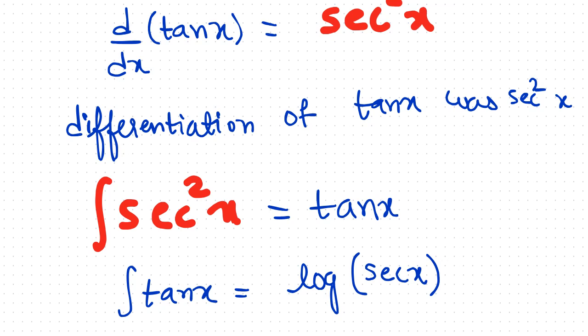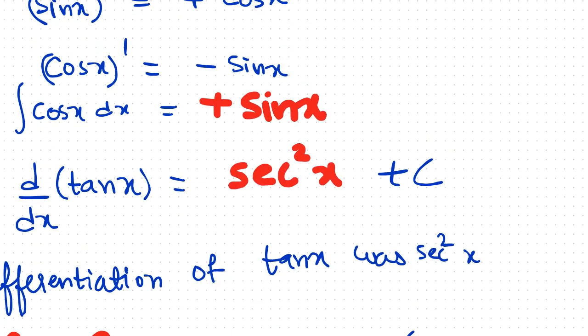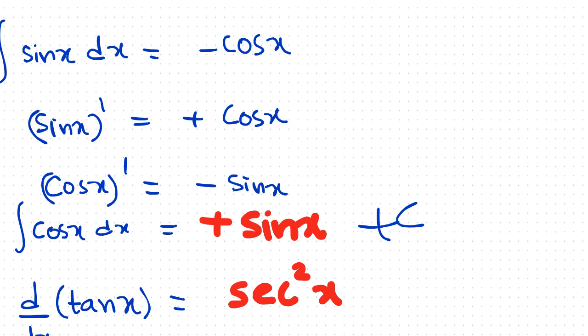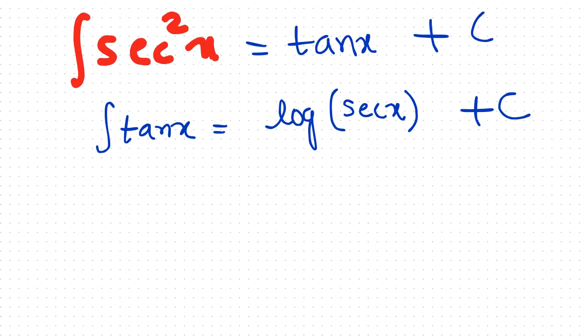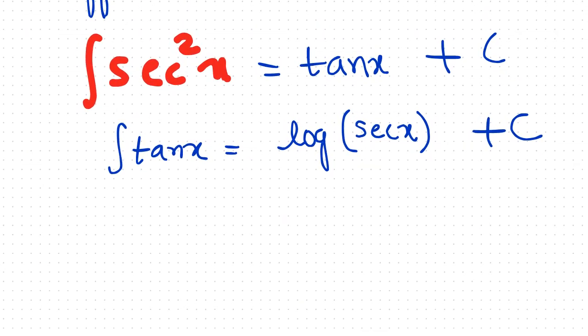And for all answers, you have to write plus c. Constant of integration, this is called plus c. In integration, c is called the constant of integration. We just write plus C.